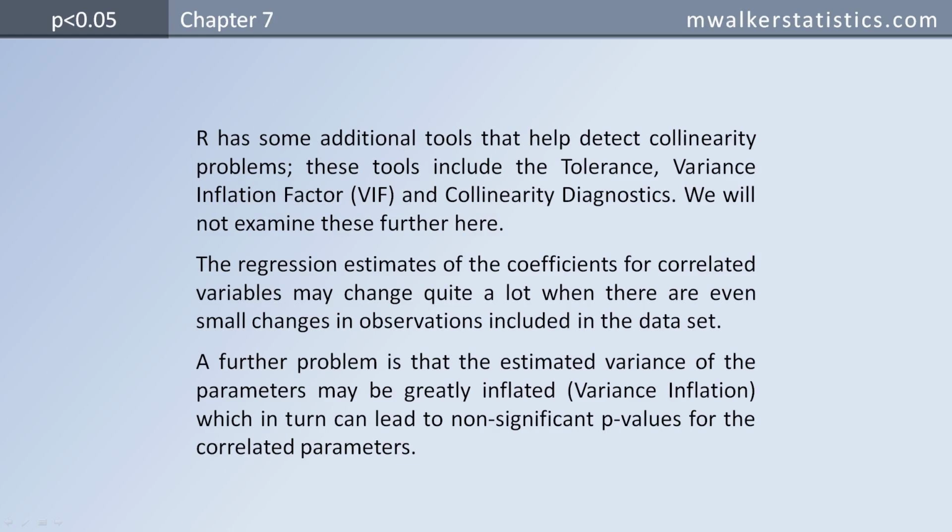R has some additional tools that help detect collinearity problems. These tools include the tolerance, variance inflation factor, VIF, and collinearity diagnostics. We will not examine these further here. The regression estimates of the coefficients for correlated variables may change quite a lot when there are even small changes in observations included in the dataset. A further problem is that the estimated variance of the parameters may be greatly inflated, variance inflation, which in turn can lead to non-significant p-values for the correlated parameters.